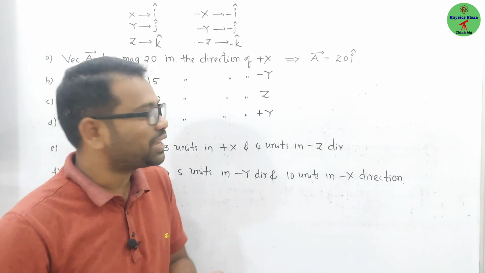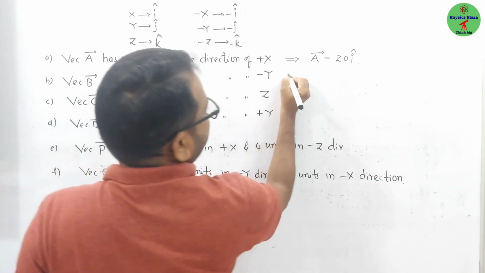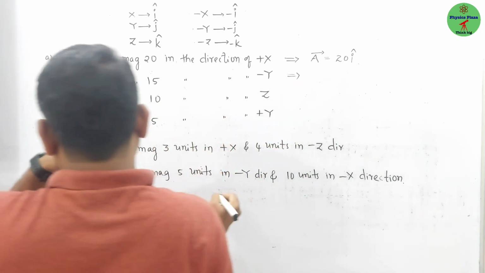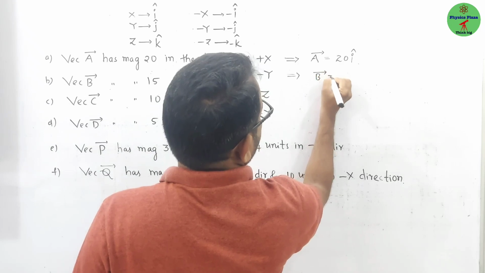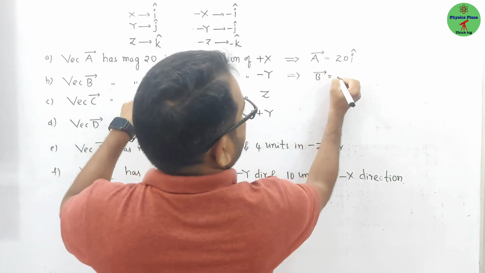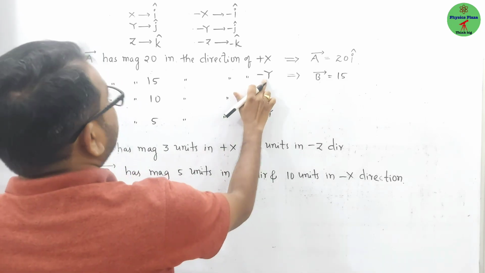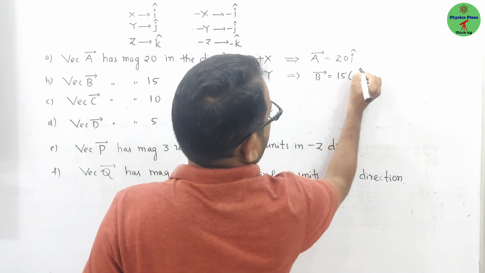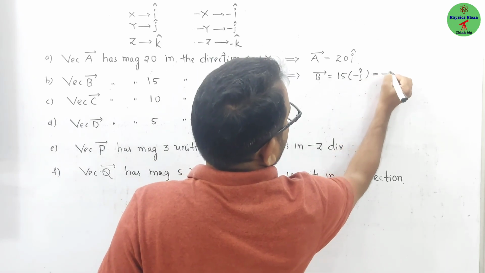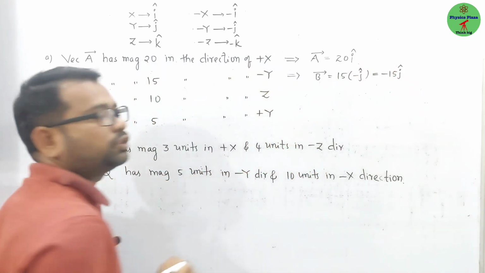Come on, children. At least can you try now? Okay, let us try together. So here now vector B, of 15 magnitude, along minus y axis. So minus j cap. So this can be written simply as minus 15 j cap also. No problem at all. It is understood.